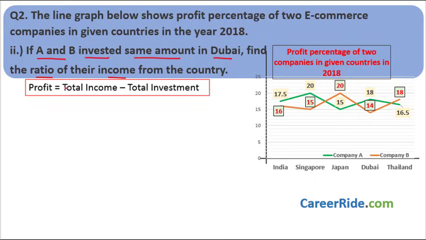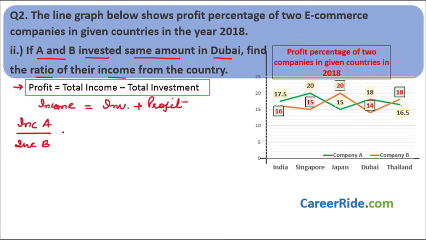Okay, so now what do we know from the notes? We know that profit is equal to total income minus total investment. What does this tell me? It tells me that income is equal to total investment plus profit, right? I know this. Now what do I have to find out? I have to find out the income of A to the income of B, right?